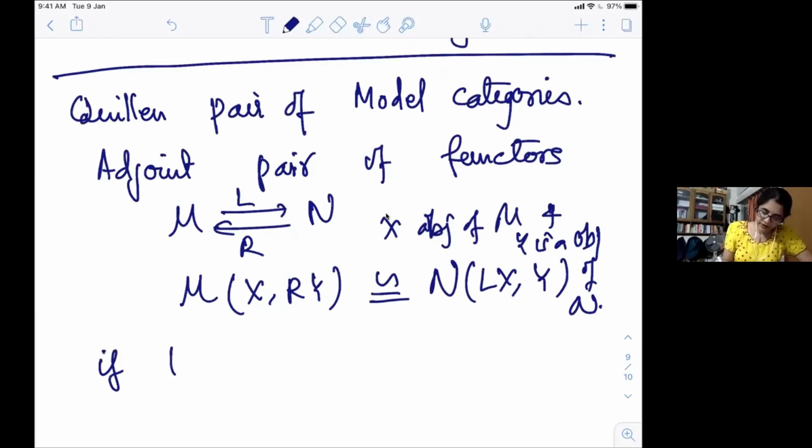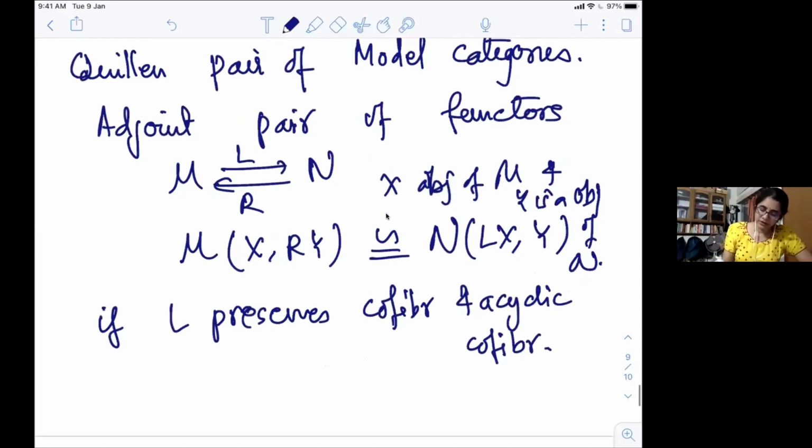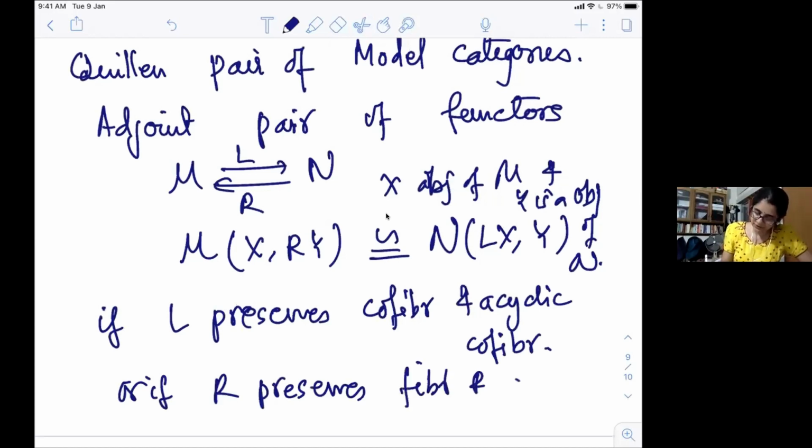If L preserves cofibrations and acyclic cofibrations, then this is called a Quillen pair. Similarly, if R preserves fibrations and acyclic fibrations.